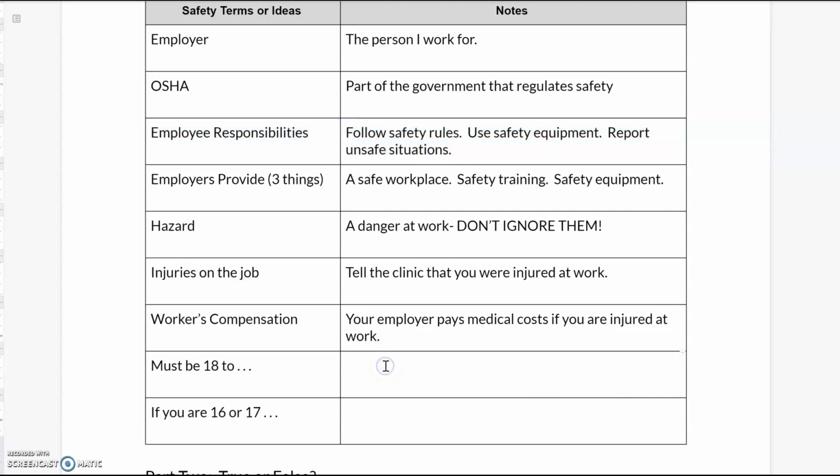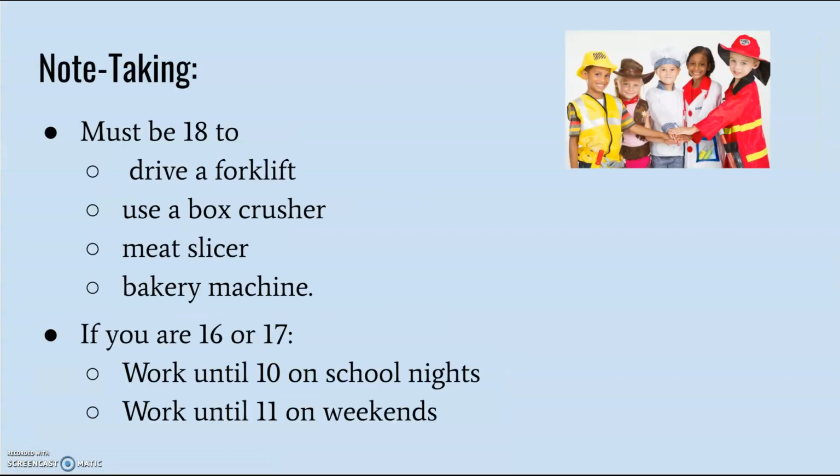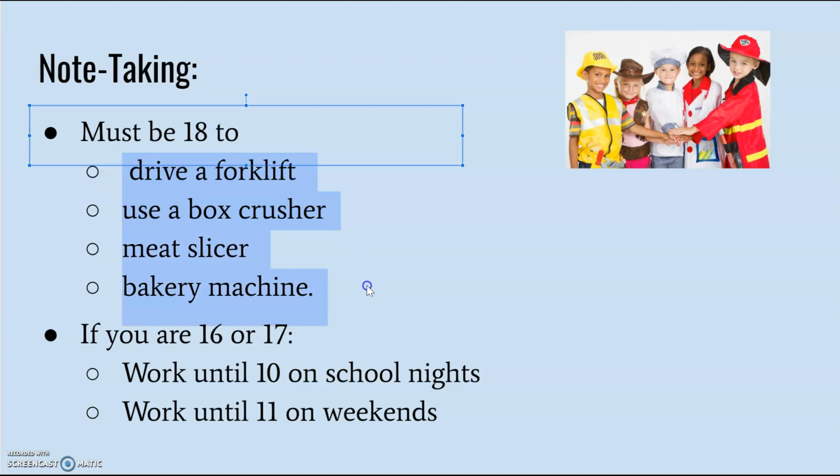All right, now we're getting into a couple of the rules that would apply to you, especially if you're a teenager. So if you're 18, you are allowed to drive a forklift, use a box crusher, use a meat slicer, and use a bakery machine. If you are 16 or 17, you really shouldn't be doing these things.